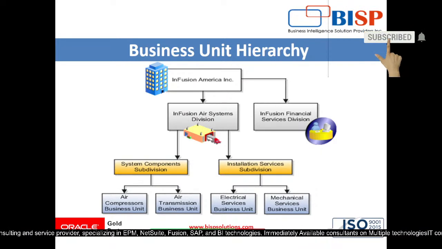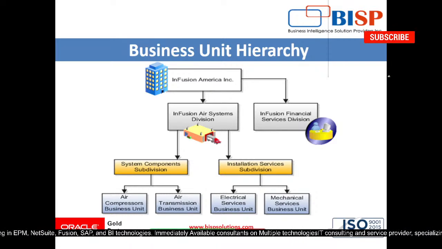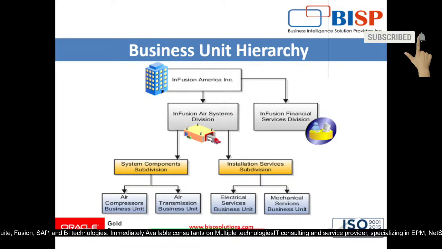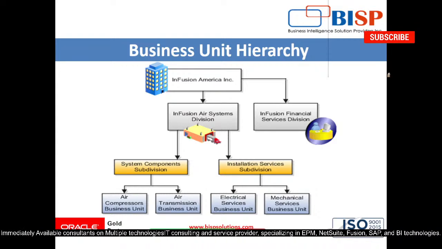Like under the air we have the compression business unit, under the electric we have the electric and mechanical service, right? The business unit hierarchy is created using the second and third balancing segments, and we can provide divisional results, right? So let's move to our application and we'll see how we create the business unit, right?